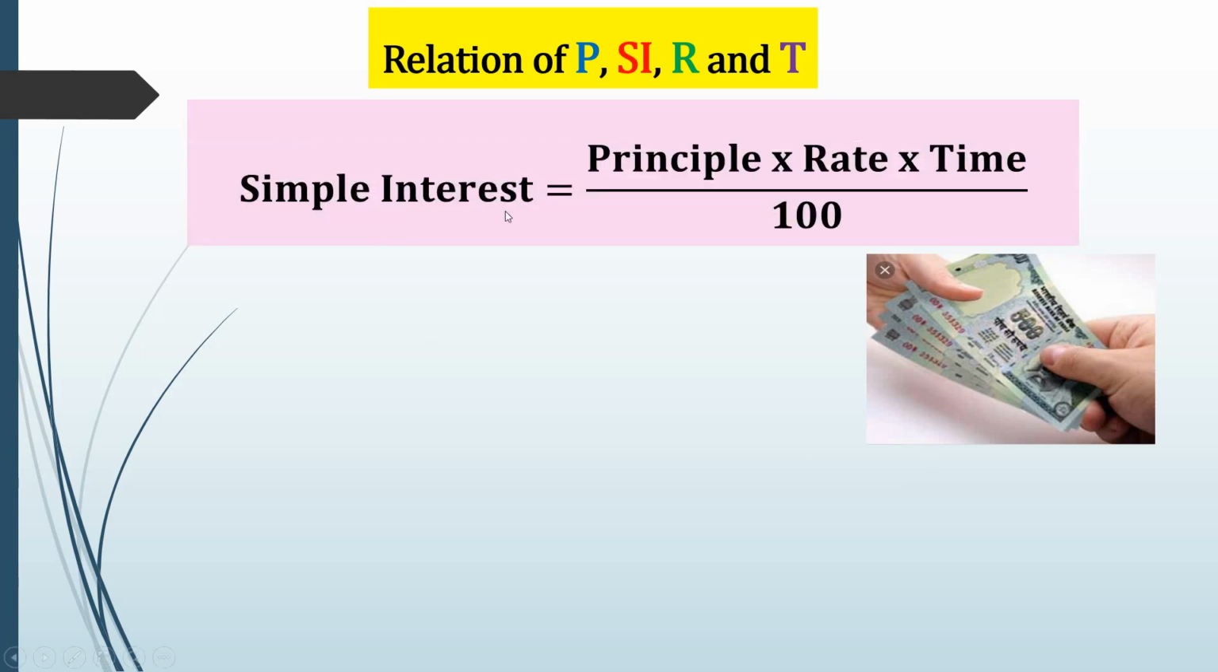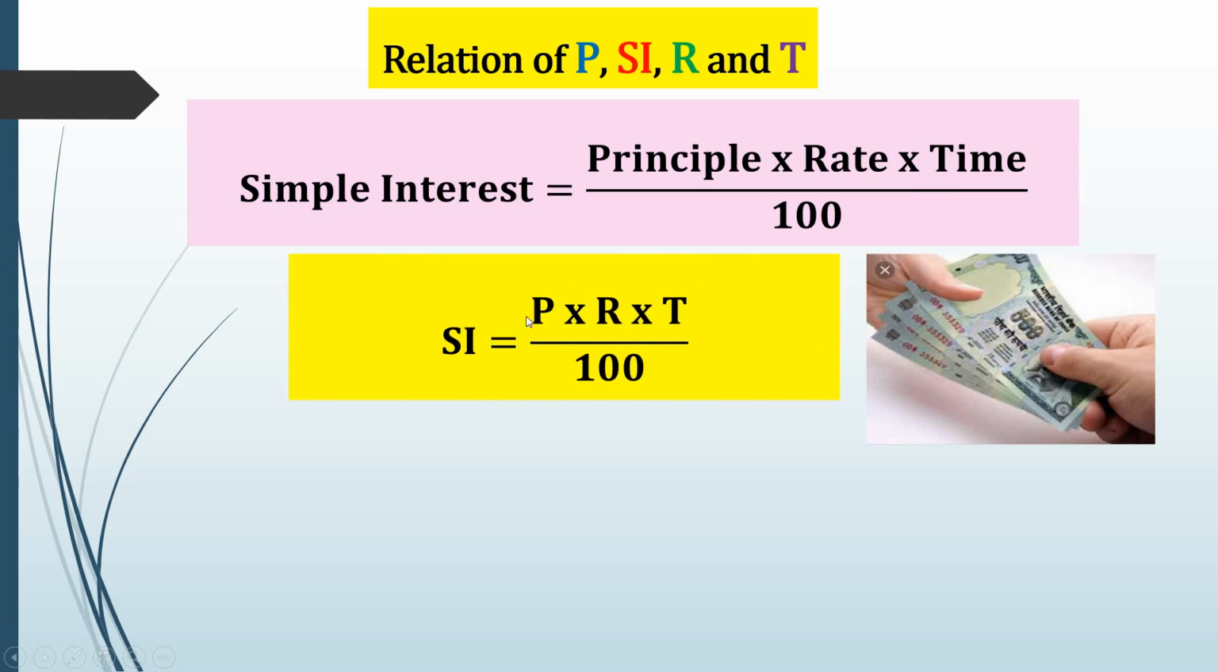Now, simple interest is equal to principal into rate into time divided by 100. So simple interest is actually the product of principal, rate and time divided by 100. Okay, now this can be represented in shorter form as SI = P × R × T / 100. Now from this formula only we can derive the relation of principal with other variables, or relation of rate with other variables, and in the same way time with other variables. Let us see this.